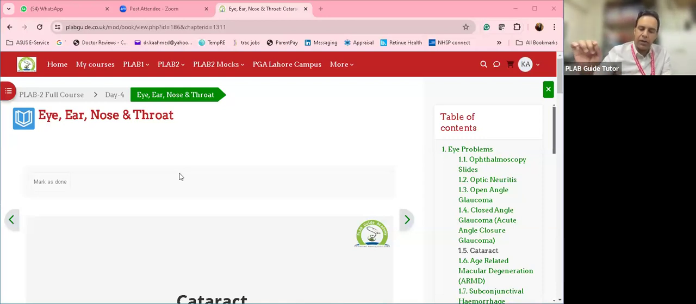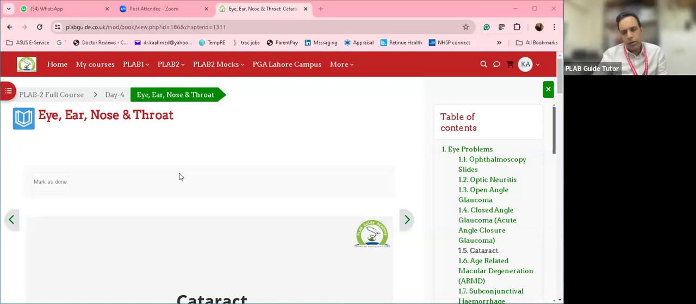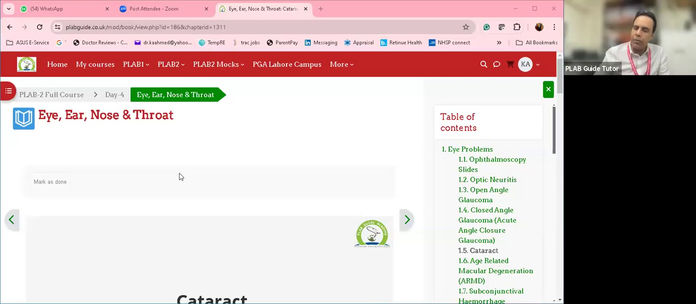Is there any particular question that you would want to ask? Optic neuritis or giant cell arteritis? Sorry, GCA, you mean? To compare GCA, because this is what the candidates get confused about.